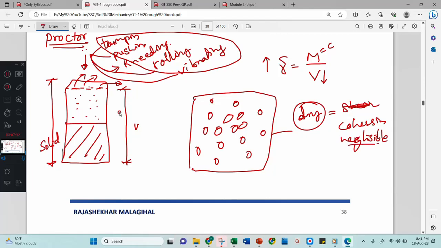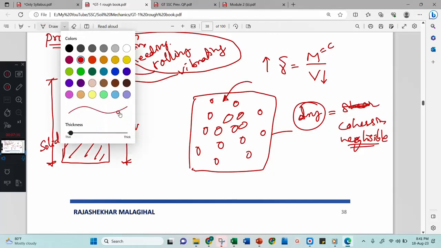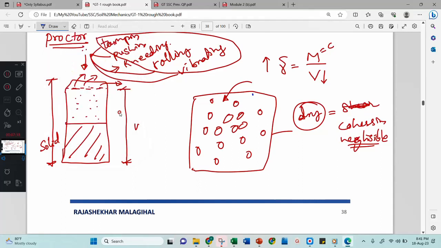To increase the cohesion, I will add a little amount of water here. When I add a little water to the soil, it will increase the cohesion of the soil particles. Means the water will go and stick to the soil particles. What is the meaning of cohesion? That is attraction between the same particles. Attraction between the same particles will increase. Therefore, these particles will attract each other, and this volume again decreases.